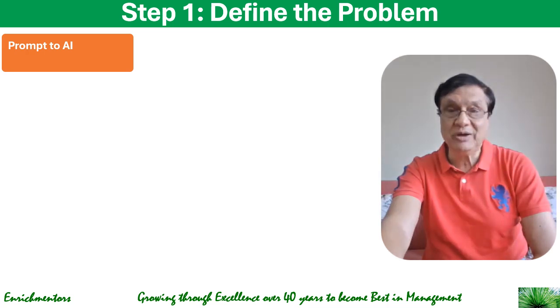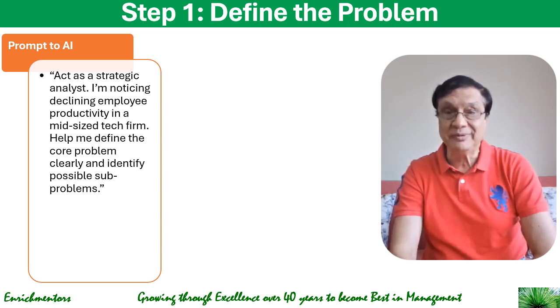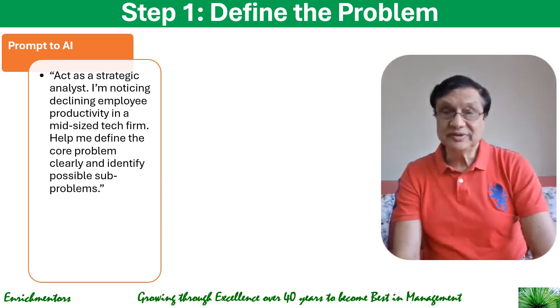Now, what could be the prompt? It could be, as you can read here, about asking. The key thing is to ask the AI to act as a strategic analyst, then mention your problem, and then ask it to define the core problem clearly and identify possible subproblems. So that's what you need to do.